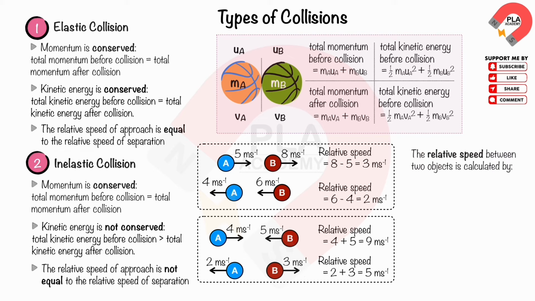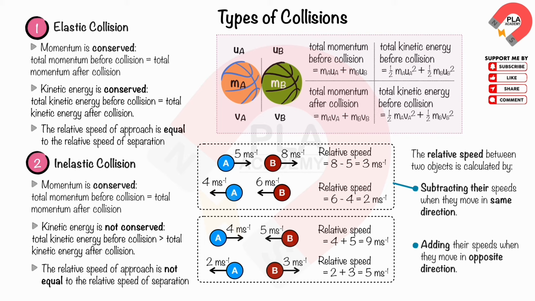Therefore, the relative speed between two objects is calculated as follows. Subtract their speeds when they move in the same direction. Add their speeds when they move in opposite directions.